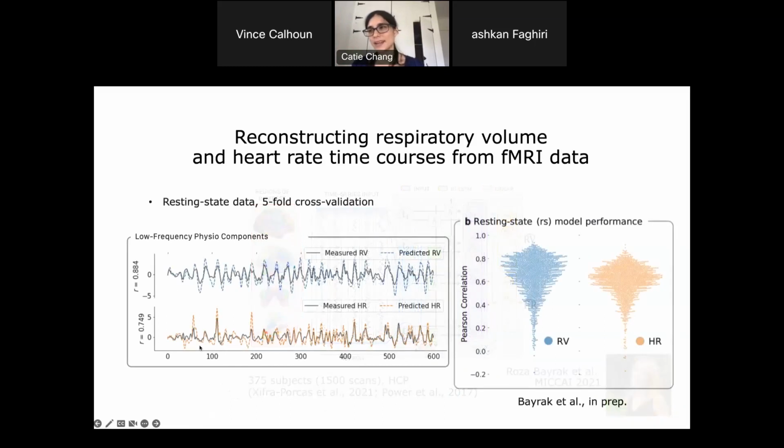So if we look at resting state data, this was able to boost the performance quite a bit on average compared to the previous model. And so now the median correlations were closer to 0.7 for the resting state data. And this is a good example of the correspondence between the measured and predicted respiratory volume and heart rate fluctuations over the scan.